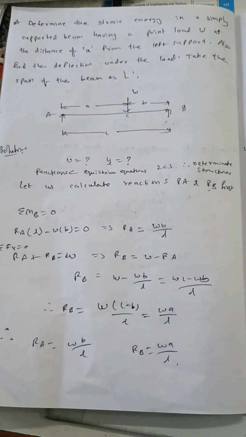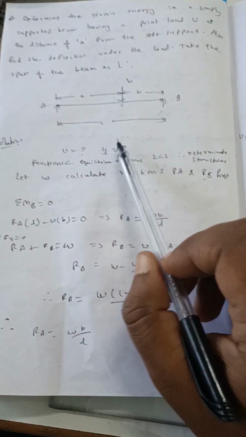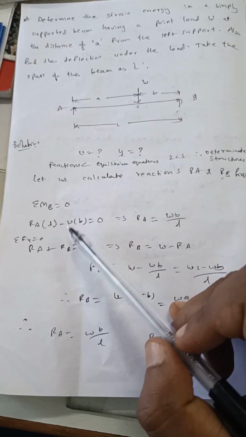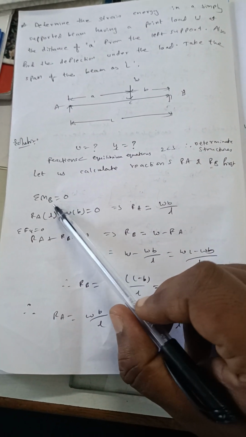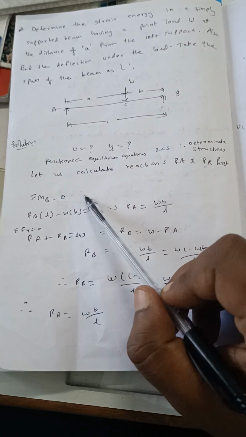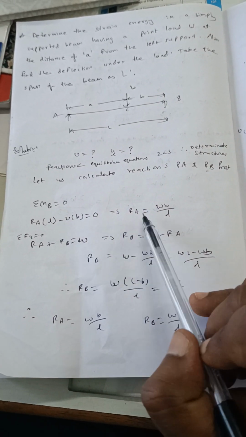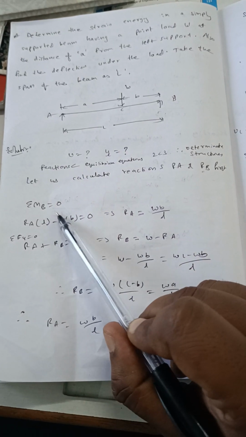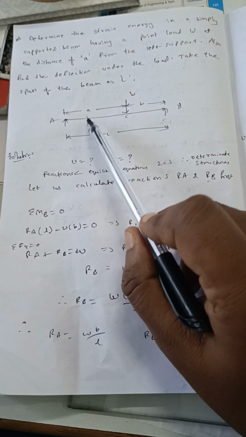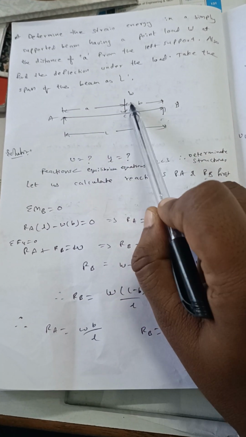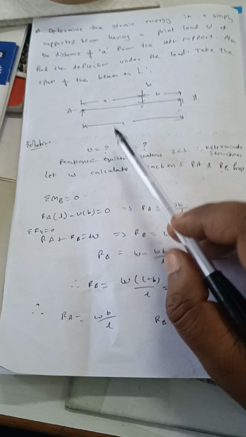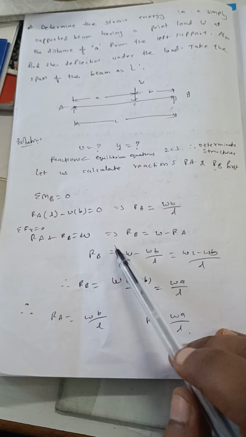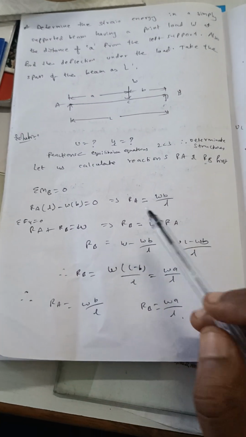Now let us calculate the reactions first. How can we calculate the reactions RA, RB? Applying sigma moment about B equal to 0, we get RA. Sigma moment about B equal to 0: RA into L minus W into B. So from here RA equal to WB by L. Then sigma Fy equal to 0: RA plus RB equal to W, and RB equal to W minus RA.